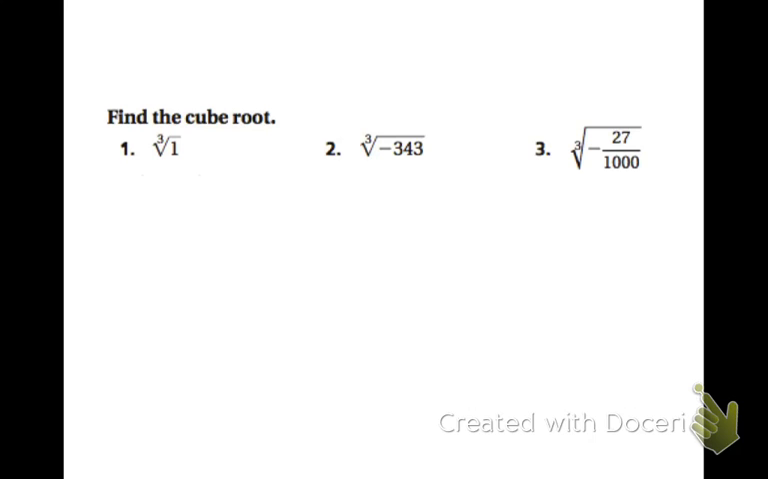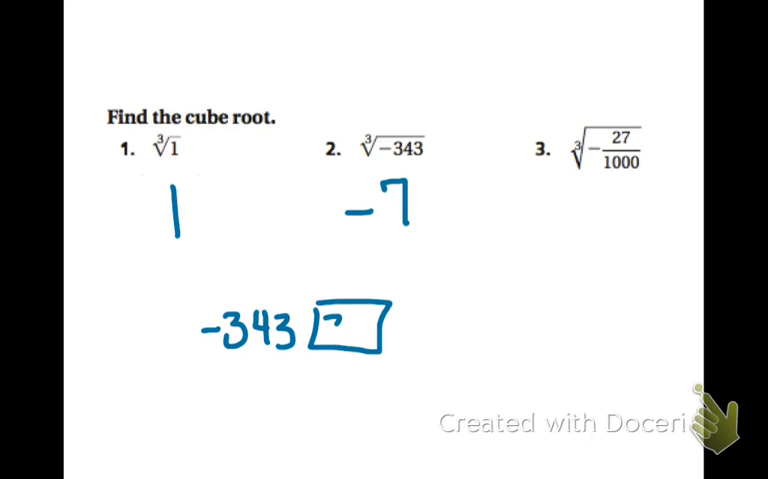So to give these a try, what number times itself and then times itself again would be equal to 1? The answer is 1. Using your calculator to help you solve number 2, we know that when there's a negative under the cube root symbol, that value will be negative, and in this case it is -7. Again, if you're using the TI-30 calculator, you would put the value 343 in your calculator, hit the second key, and then hit the 0, and that will give you the -7.